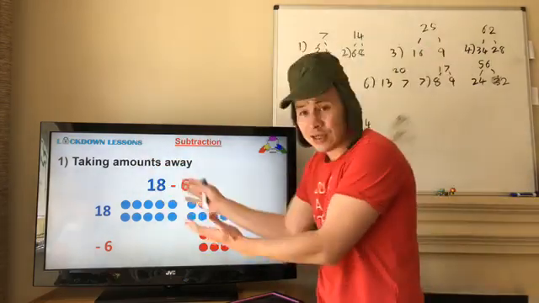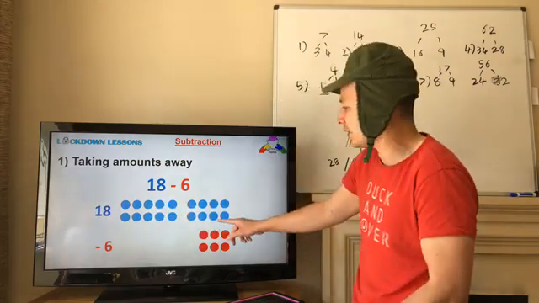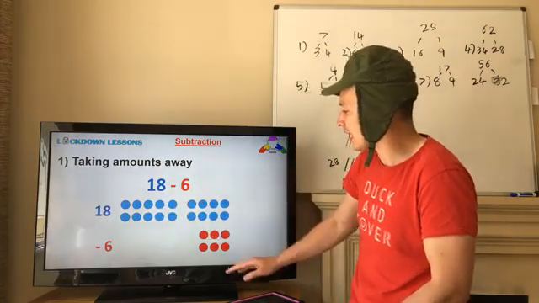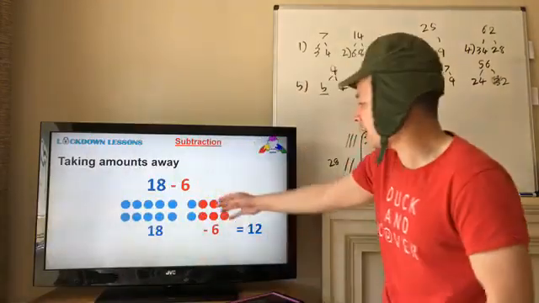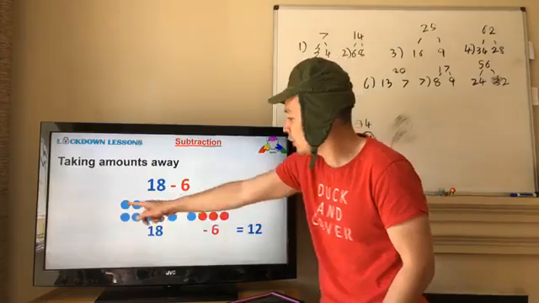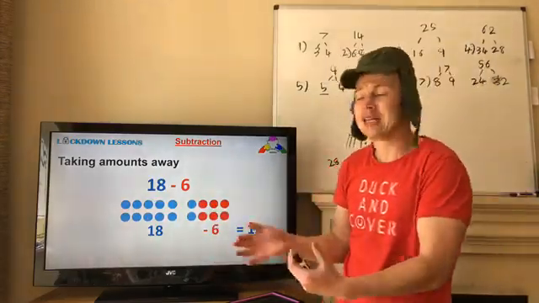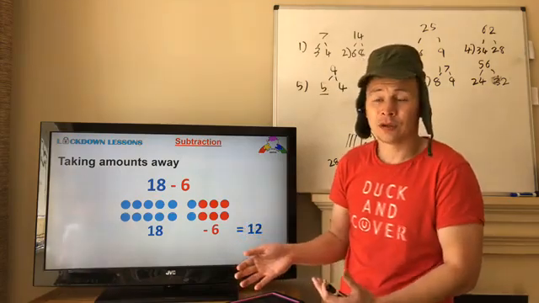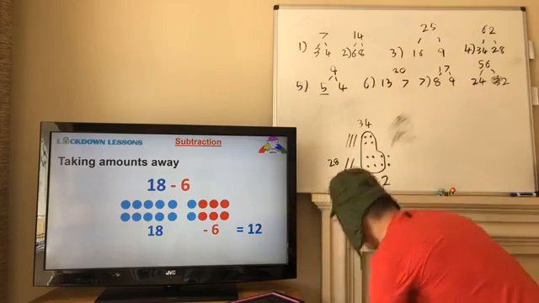In its simplest form, you've got 18 dots here: there's 10 dots, there's 8 dots. If you take away 6 dots from there, you are crossing those out. So you are crossing out those dots and you are left with 10 plus 2, 12 dots. That's the simplest way to take away. However, it takes quite a long time to draw those dots out. So we can use our jottings to help us a lot more with that.